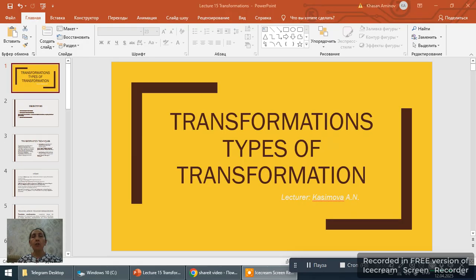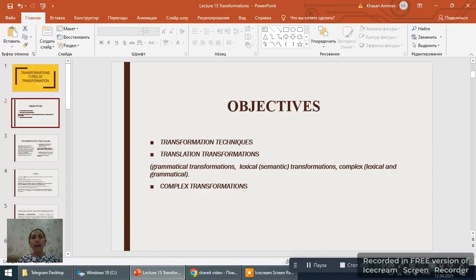These changes can be grammatical, lexical, semantic, or cultural in nature. Translation is not just about substituting words. It's about transferring meaning while preserving tone, intent, style, and function, and often requires transformation. Okay, let's see the objectives and discuss the rubrics of this mini lecture.